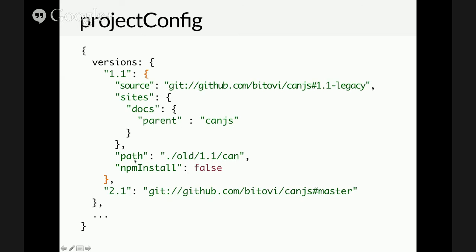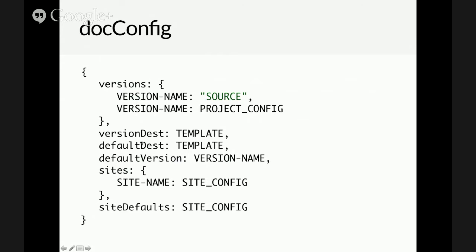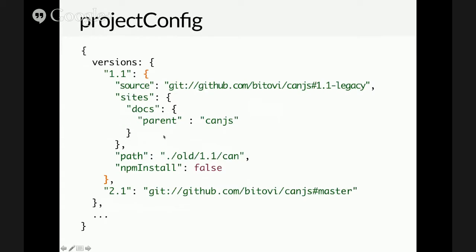You can also provide a path. So if you don't want to use the versions destination or default dest, you can hard code a path where this should download. And you can also, if you put npm install to true, it'll use npm to install whatever the source is, instead of just downloading essentially the zip file here.